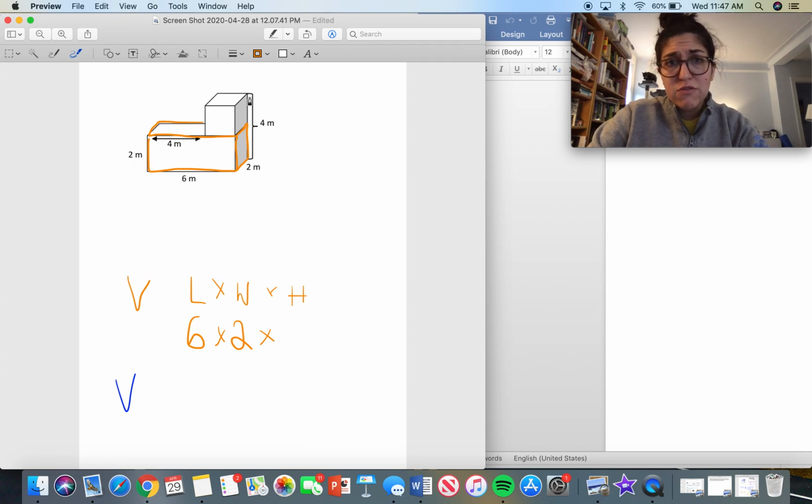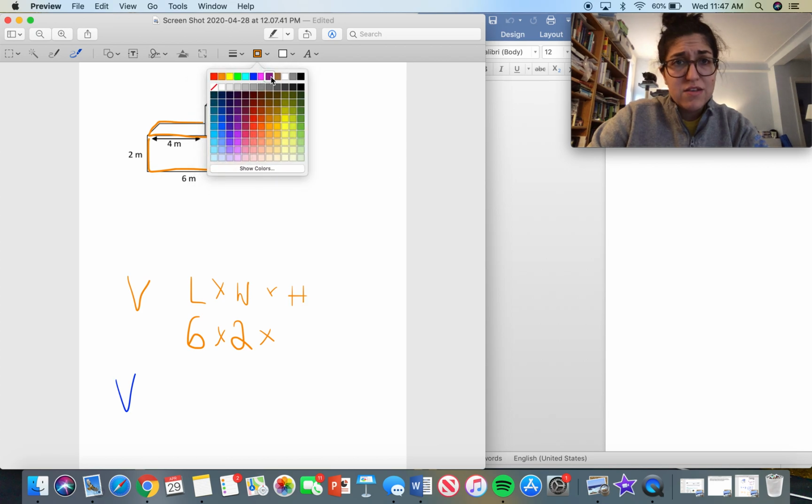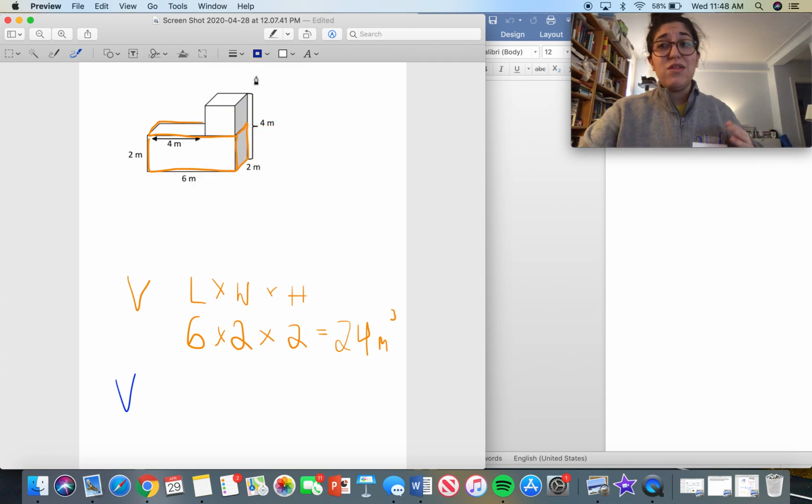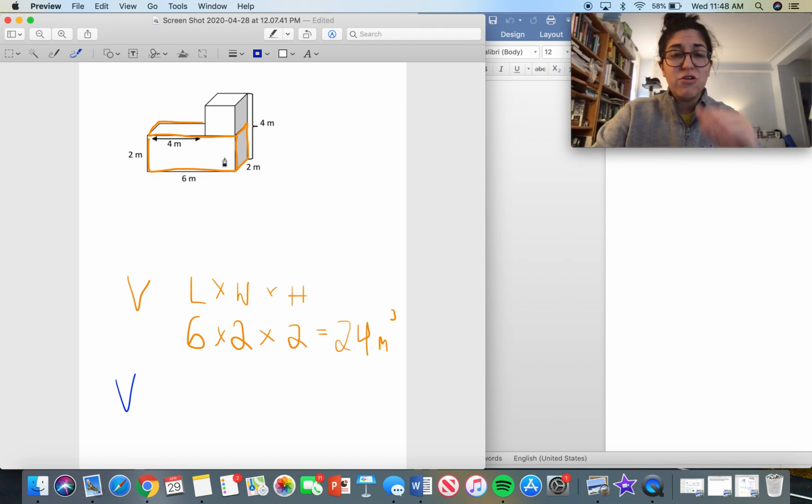And height, well, I see a height here of 4 meters, and I see a height here of 2 meters. Now, if I look at the 4 meters, it's showing that it's actually all of this, orange and blue. And right now I'm only looking for the volume of orange. So I'm only looking for the height of orange. So I'm going to this side where it shows me that the height is 2 meters. So 2 times 6 is 12, times another 2 is 24 meters cubed. Now let's go on to blue, and this is really where we need that math detective badge going on, all right?